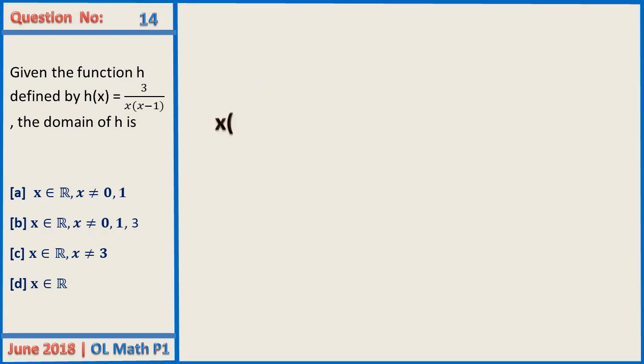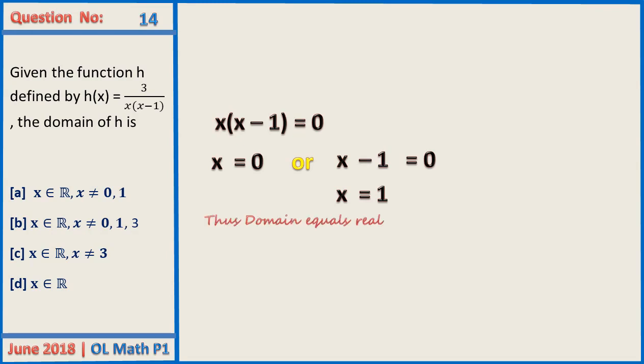So we have x times (x minus 1) equals 0. x will be equal to 0, or x minus 1 will be equal to 0, giving us x equals 1. So we are going to exclude these two values from the set of real numbers, and that will give us the domain. So the domain is the set of all real numbers excluding 0 and 1. The key is A.